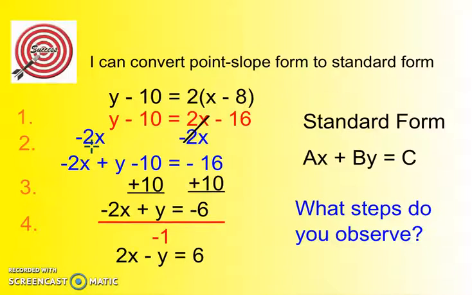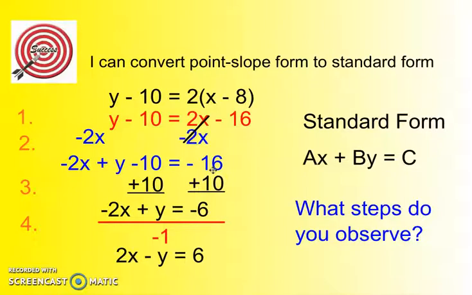And so what I'm left with is negative 2x, because there's nothing here to subtract it from. And then the y minus 10 stays the same. So negative 2x plus y minus 10. And it's plus because this y, there is no negative in front of it, so it's got to be a positive. And then equals, and the negative 16 over here is the only thing that's left. And so negative 16 remains the same.